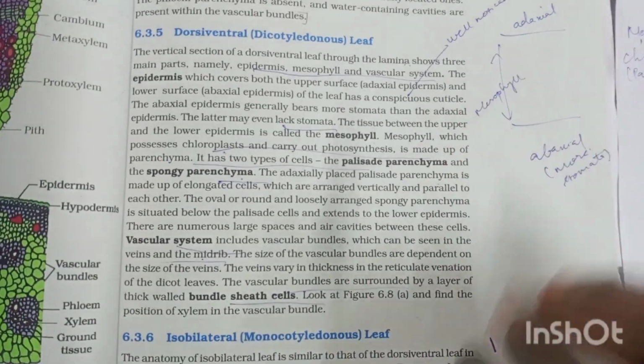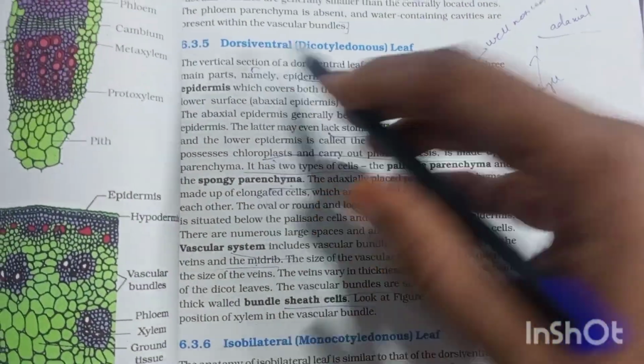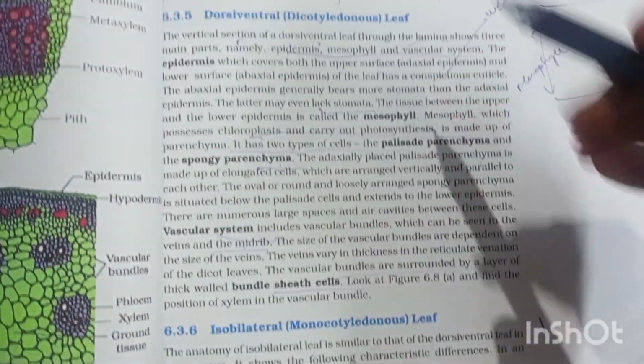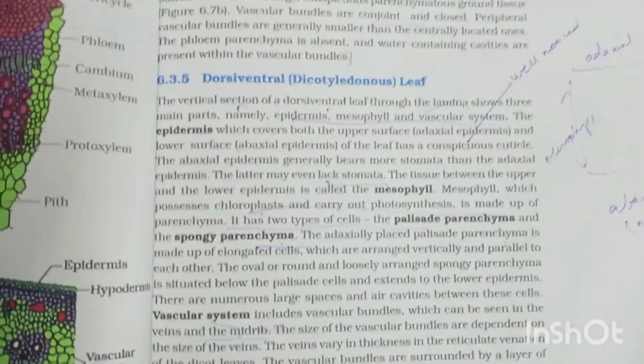Today let's discuss the anatomy of dicot leaf and monocot leaf. The dicot leaf is also known as dorsiventral, meaning both upper and lower surfaces will be present, and the monocot leaf is known as isobilateral. That is similar. We will see why it is named so.